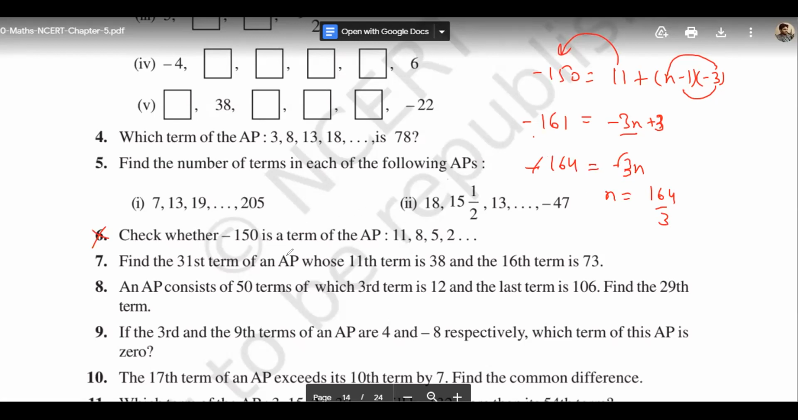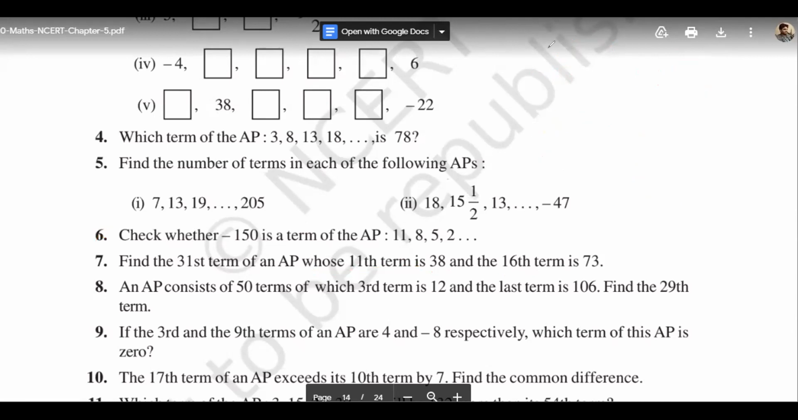Find the 31st term of this AP whose 11th term is 38 and the 16th term is 73. So you need to find out the 31st term of an AP, and two terms of this AP are being given to you. This is similar to the boxes. It is being given to you that you need to find out the 31st term, means actually you need to find out, the 31st term of an AP will be A plus 30D.